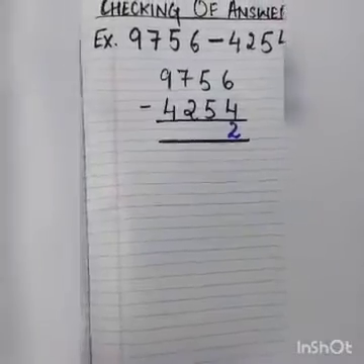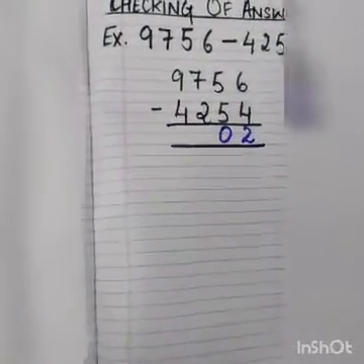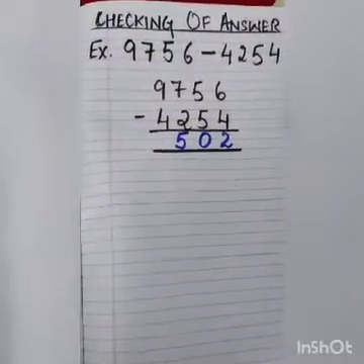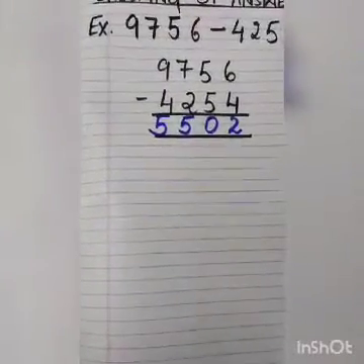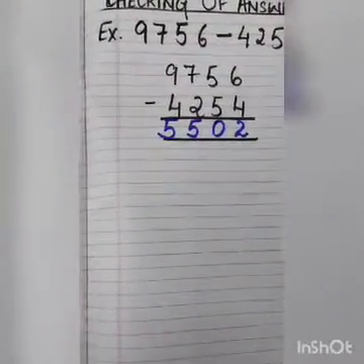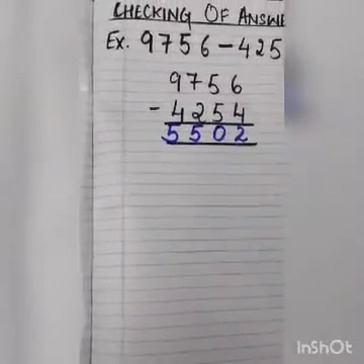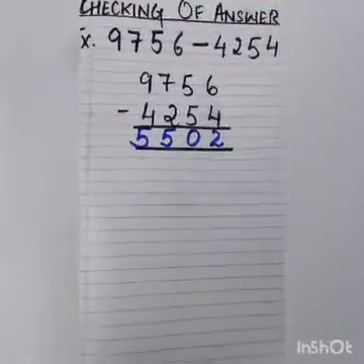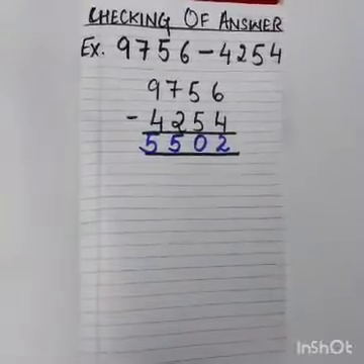5 minus 5 will give us 0. 7 minus 2 will give us 5. And 9 minus 4 will give us 5. So this is the answer when we did 9756 minus 4254. So now for checking the answer, we have to add the difference and the subtrahend.